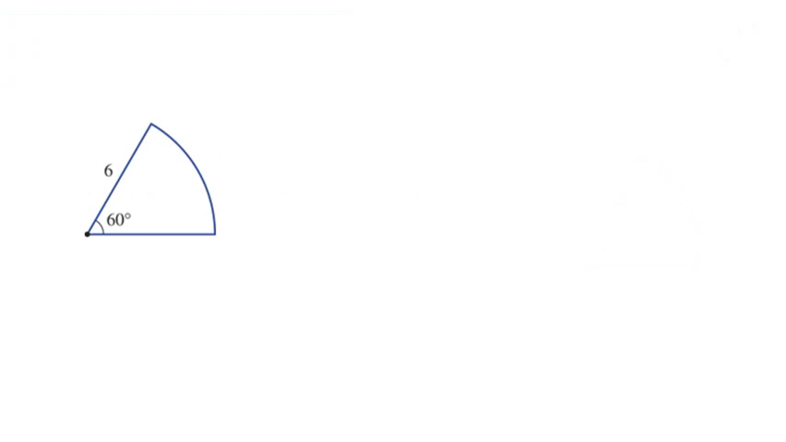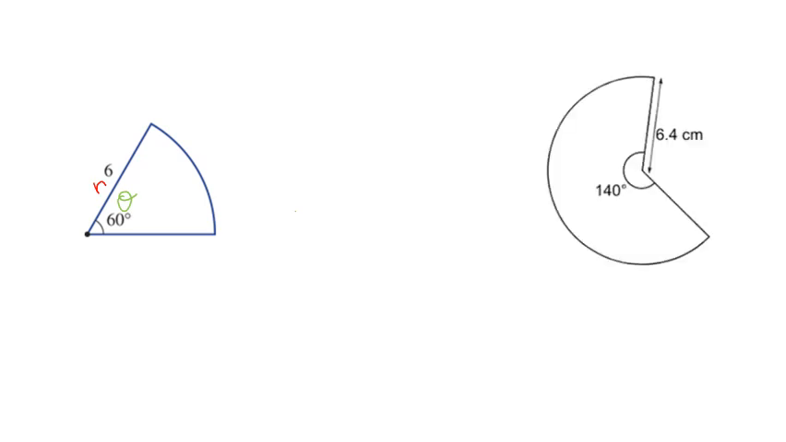So for this sector here, the value of r is this side length here, 6. And the angle is 60. So you could substitute those into the formula. Another example here. The value of r is this side length here, 6.4, and then the angle is this part inside here, 140.